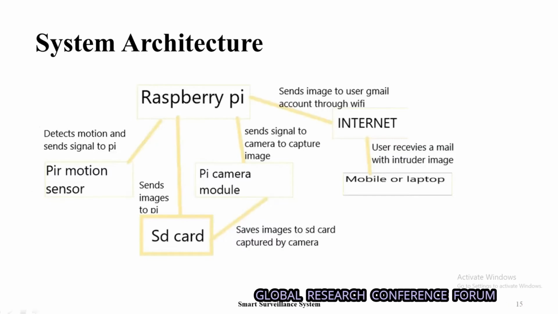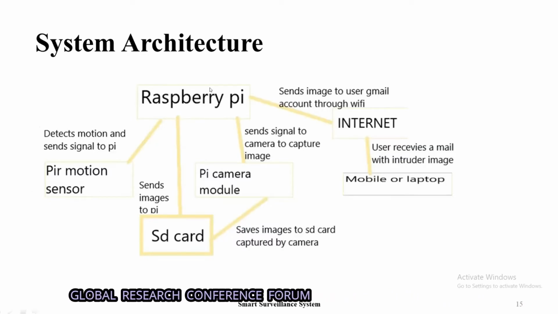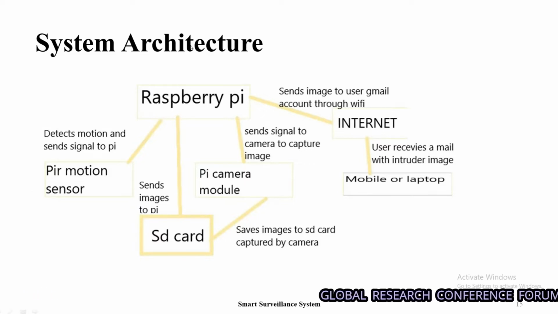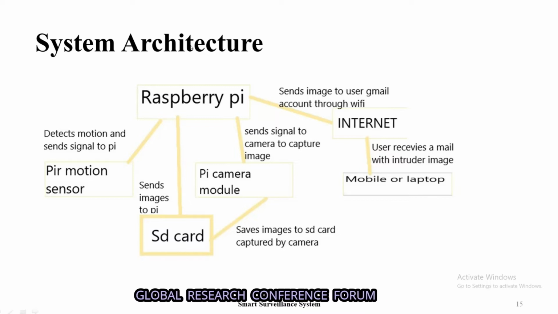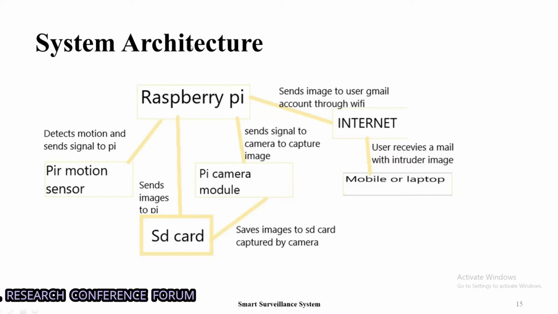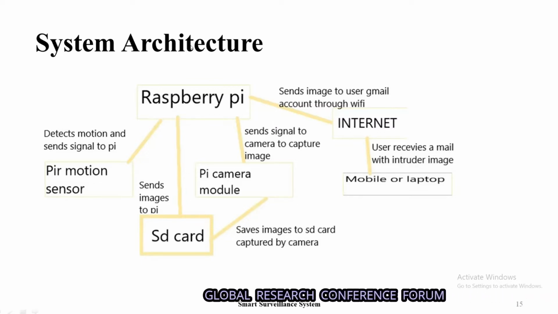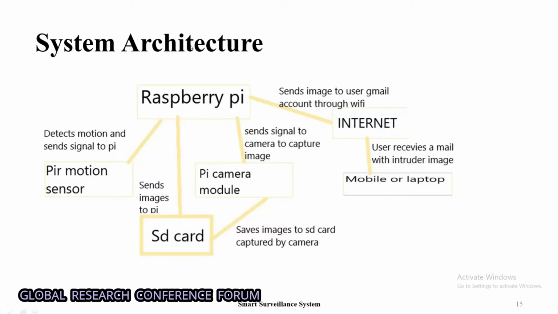Next. Myself Manoj, I will be explaining the system architecture of our project. First of all, our system is completely based on Raspberry Pi. So the Raspberry Pi will be connected through the internet, and we will be connecting two modules to the Raspberry Pi. First one is the camera module, and second one is the motion sensor module. So it will be working in this way.